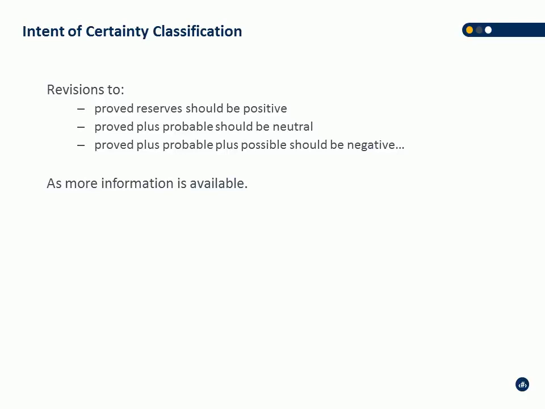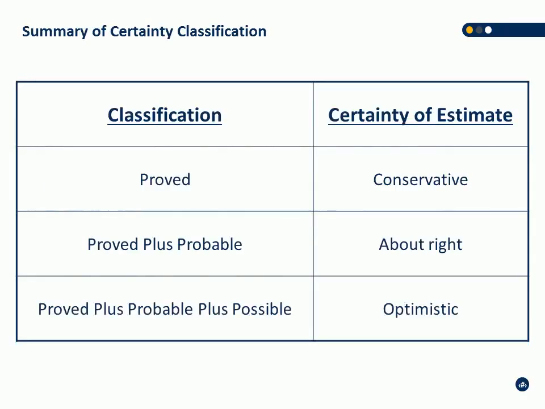Proved plus probable should be fairly neutral, so there should be no material increases or decreases over time to your proved plus probable. And the 3P should be negative. What should be happening over time is the central limit theorem: your high and your low estimates should start to converge towards your best estimate as more information becomes available. This is the terminology read out of COGEH.